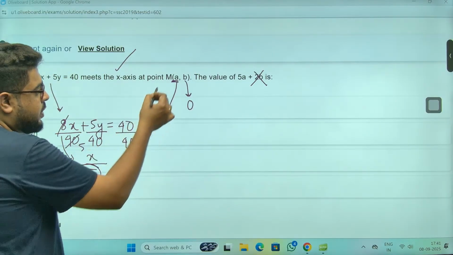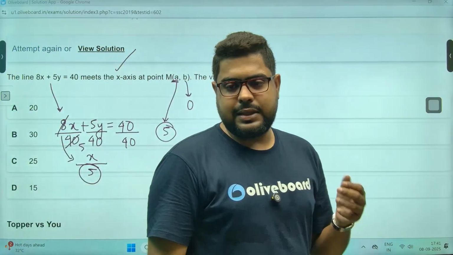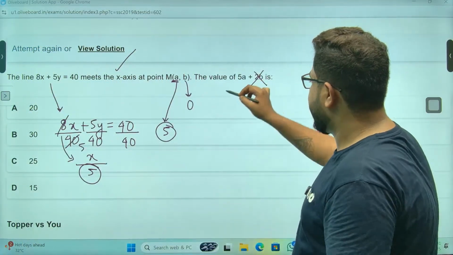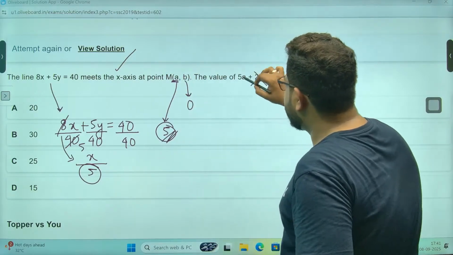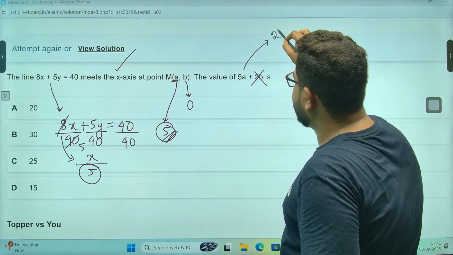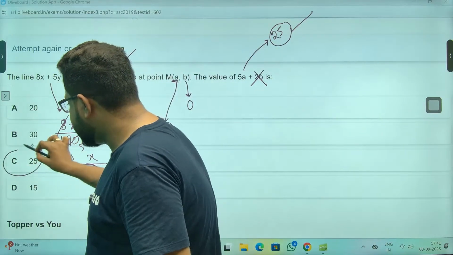This is the value of A, sir. Always, whatever is below x, this is the value of A. This is called x-intercept. So that means my answer 5 into 5, 25. That's your answer, option number C, sir.